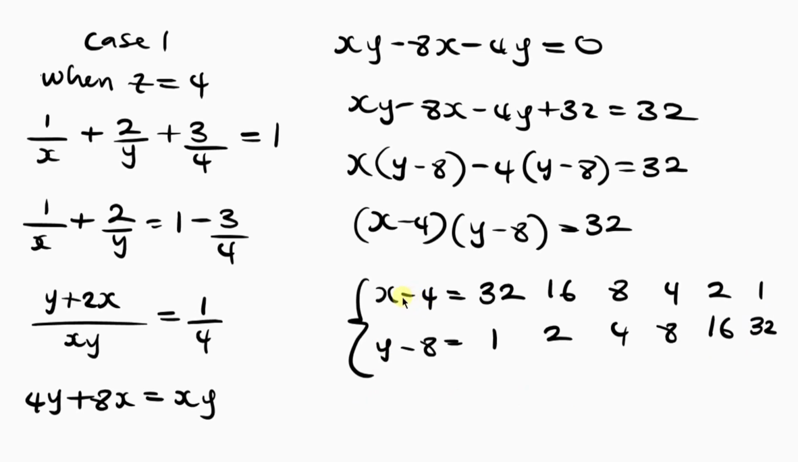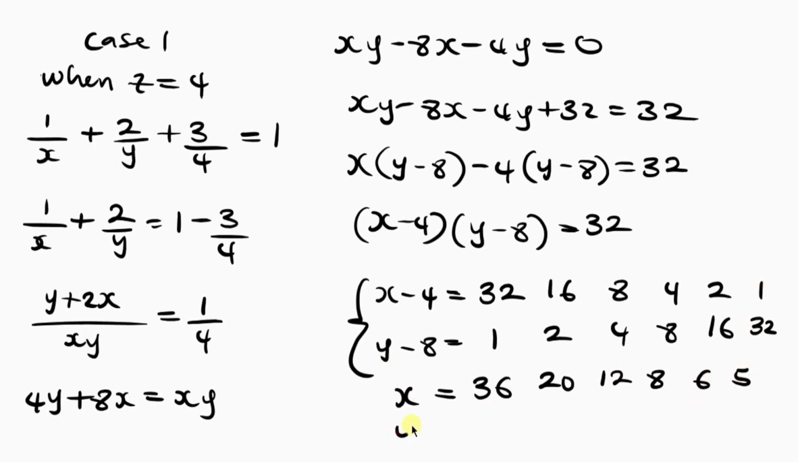Now we're going to be moving this negative 4 to the right hand side. So when I move negative 4 to the right hand side, I'll be having plus 4. So it means that I'm going to be adding 4 to each of these terms in order to get the value of x. So x will be equal to, now add 4 to 32, I'll be having 36. 4 plus 16, I'll be having 20. 4 plus 8, I'll be having 12. 4 plus 4 is 8. 4 plus 2, 6. 4 plus 1, 5.